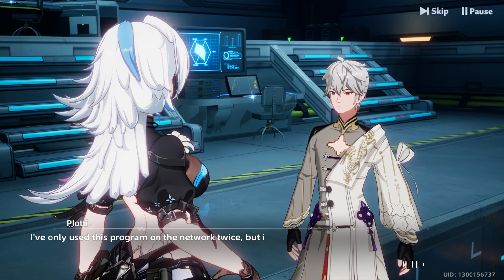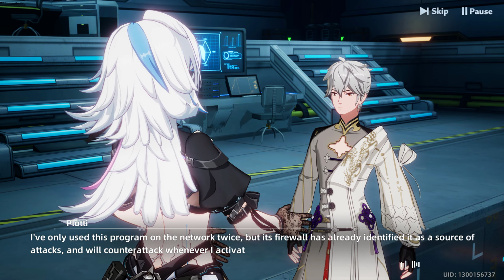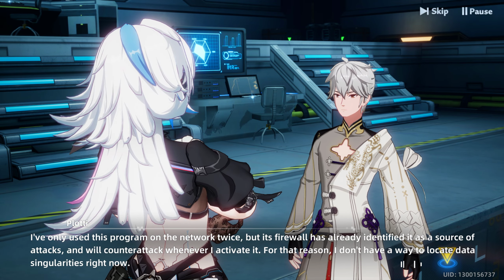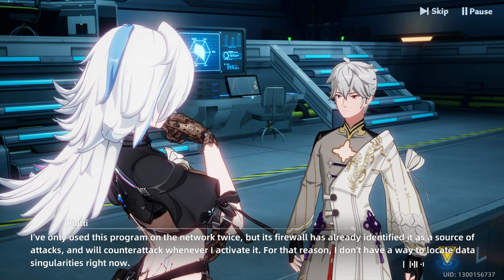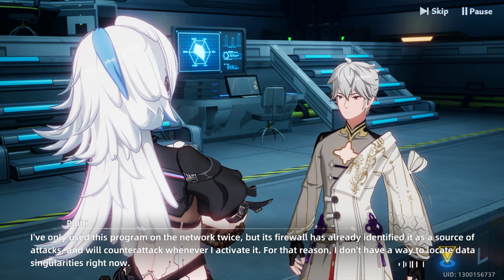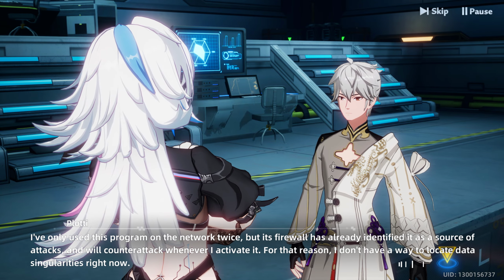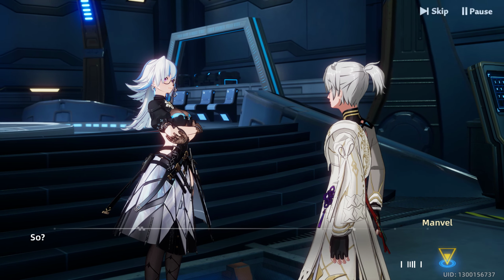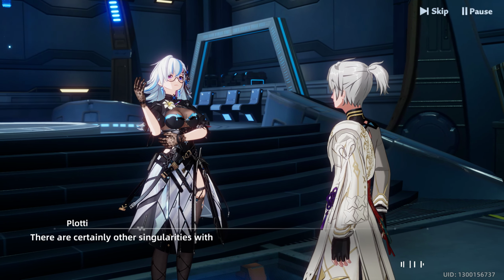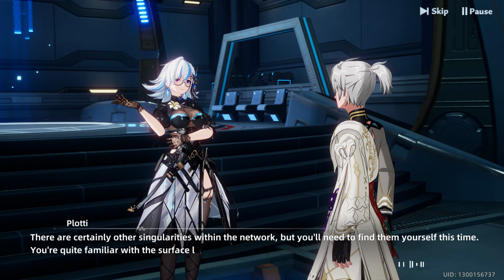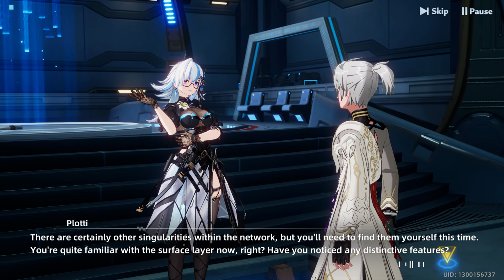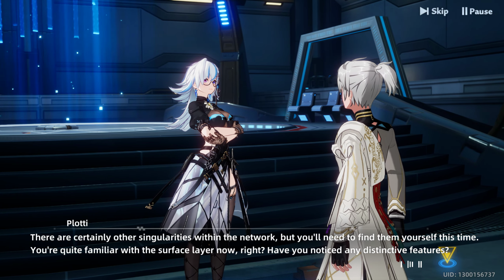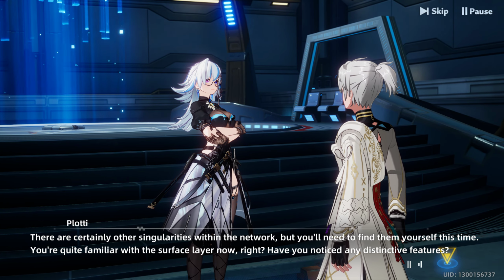I've only used this program on the network twice, but its firewall has already identified it as a source of attacks and will counterattack whenever I activate it. For that reason, I don't have a way to locate data singularities right now. So... There are certainly other singularities within the network, but you'll need to find them yourself this time. You're quite familiar with the surface layer now, right? Have you noticed any distinctive features?